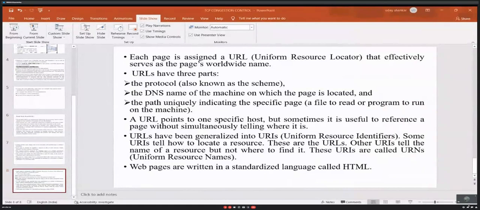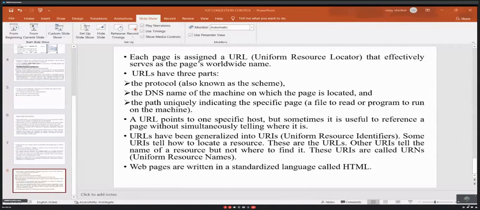So instead of pointing to a particular host, it points to different servers, wherever those servers are located. These URLs are replaced by what is called a URI, that is Uniform Resource Identifier. The URI tells us how to locate a resource, or where that particular resource is found. These web pages are written in a standardized language called HTML. I hope you know HTML.